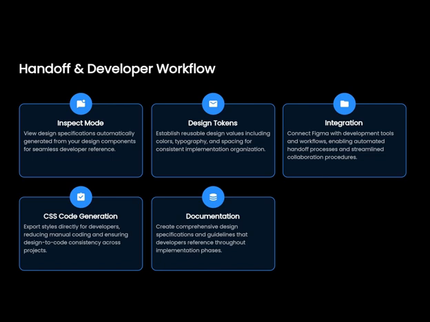CSS code generation: export styles directly for developers, reducing manual coding and ensuring design-to-code consistency across projects. Documentation: create comprehensive design specifications and guidelines that developers reference throughout implementation phases.